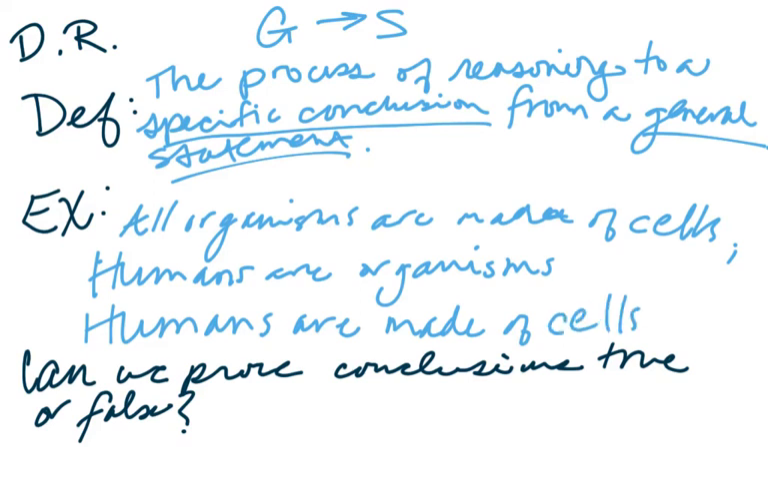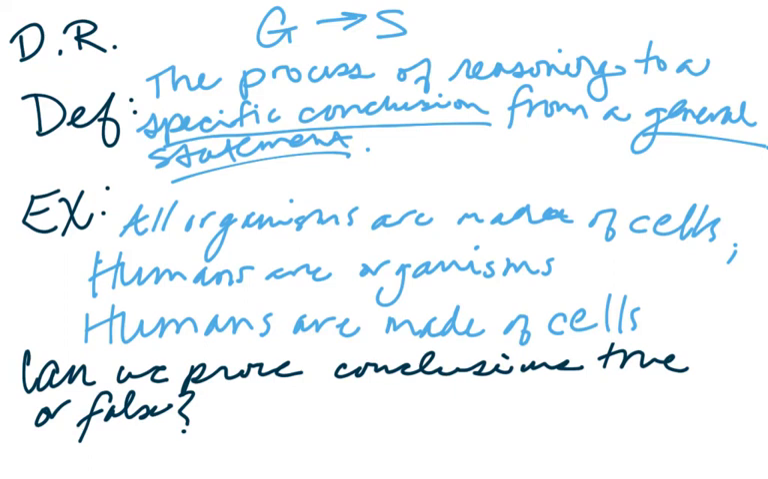With respect to the last question, can we prove conclusions true or false? It's actually the case that mathematicians use deductive reasoning to prove conjectures are true or false. So this is the kind of reasoning that mathematicians use. Inductive reasoning is actually used by mathematicians and scientists to develop theories and to predict answers to complicated problems.